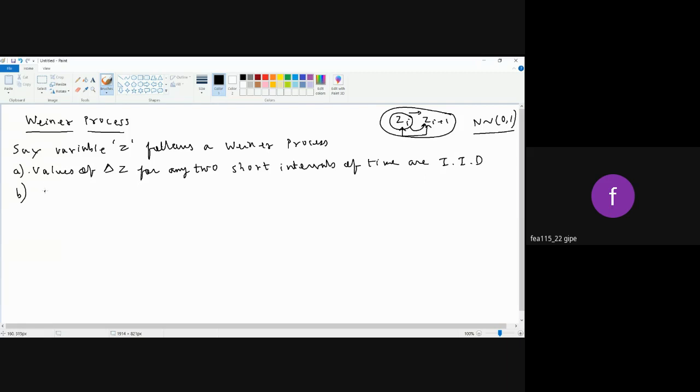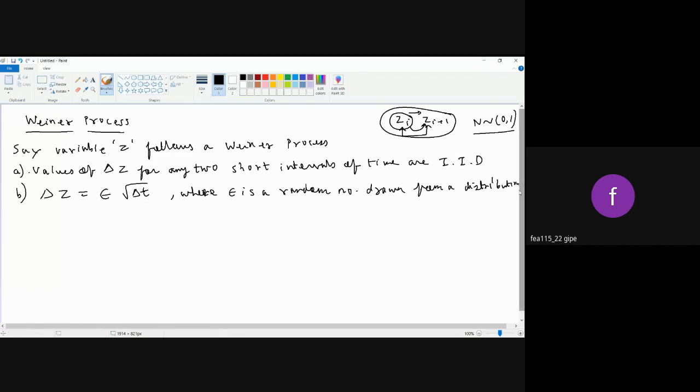Also, we say that delta Z can be represented as epsilon root delta T. Epsilon, I think I just represented by a phi earlier. So we can say epsilon is a random number drawn from a standardized normal distribution. So we are going to use these relations when we build our asset price path as well.